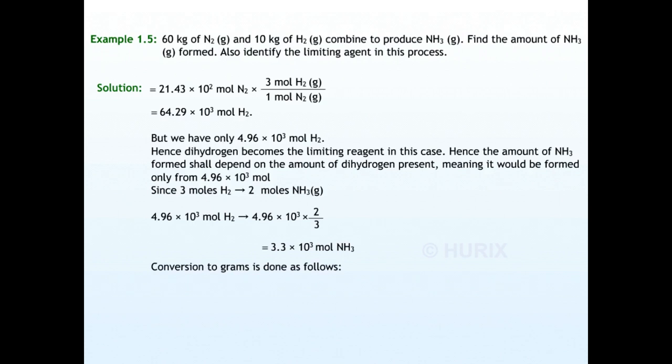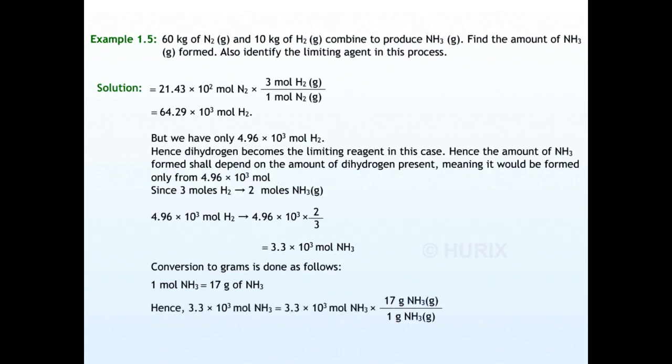Conversion to grams is done as follows. 1 mole NH3 equals 17 grams of NH3. Hence 3.3 into 10 raised to 3 moles NH3 equals 3.3 into 10 raised to 3 into 17 grams NH3 by 1 mole NH3 equals 56.1 kilogram NH3.